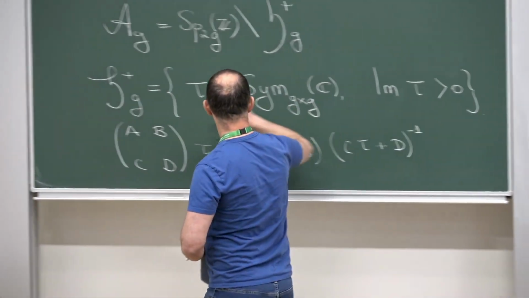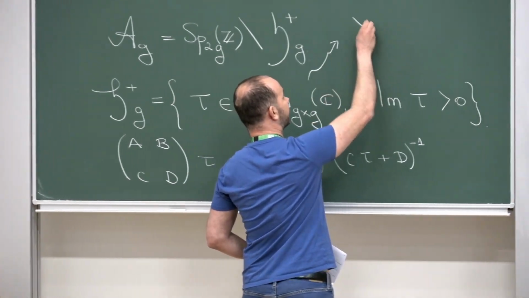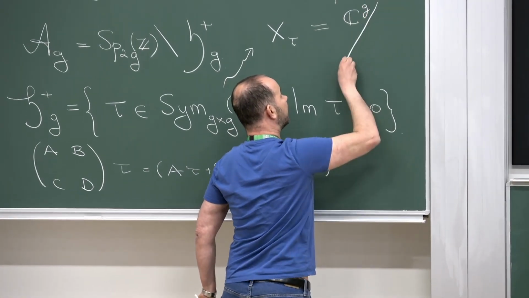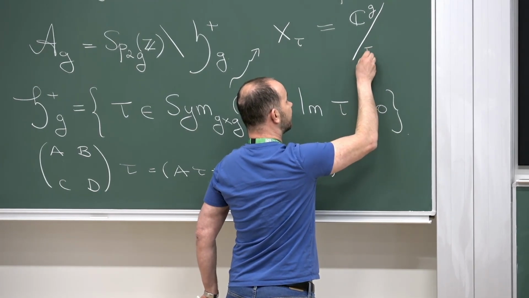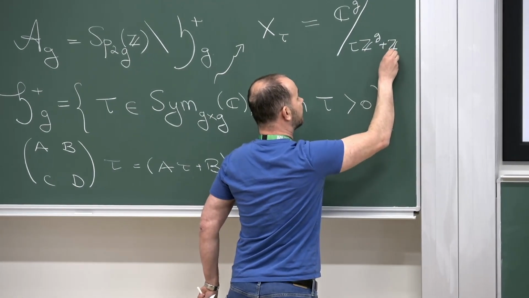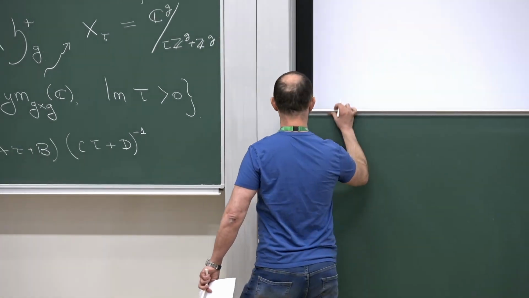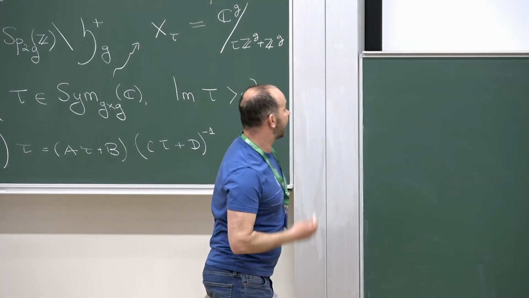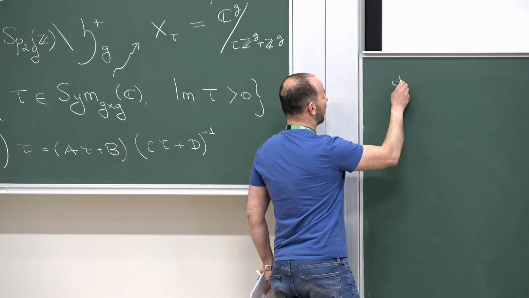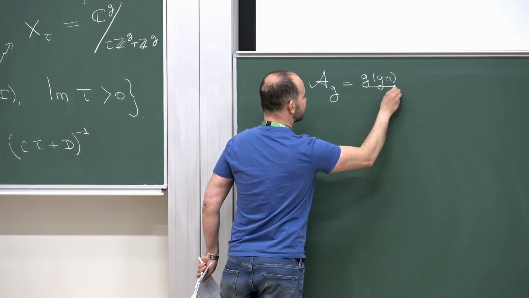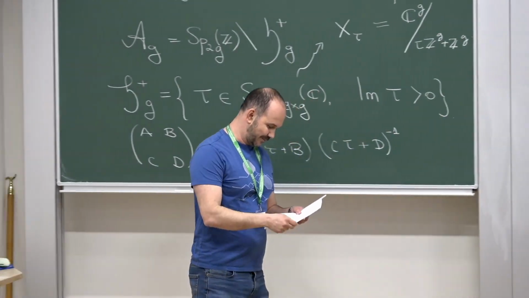Every single tau in here gives rise to a principally polarized abelian variety, which we can denote X sub tau, and this is simply obtained as the quotient of C to the G by a lattice, where the lattice is tau Z to the G plus Z to the G. This is our abelian variety that arises from the choice of tau. Our interest is in the space AG, and this space has some nice properties. For instance, AG has the structure of a smooth stack, and it has dimension G times (G plus 1) over 2.